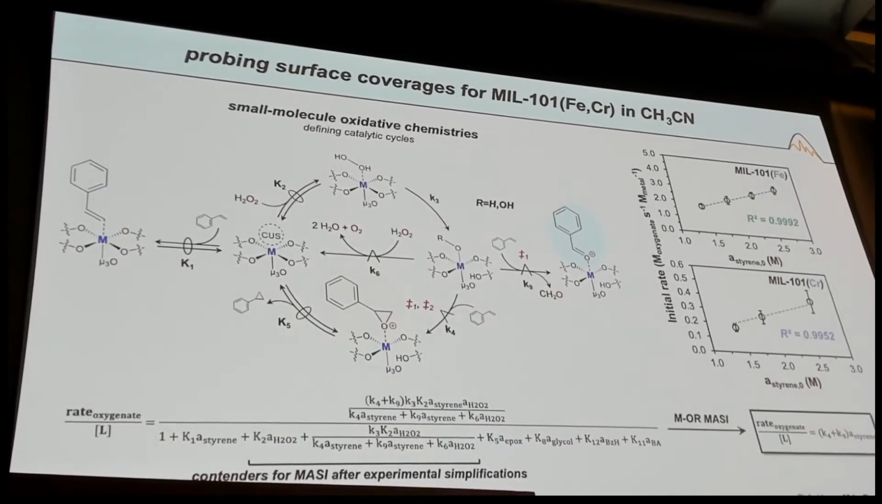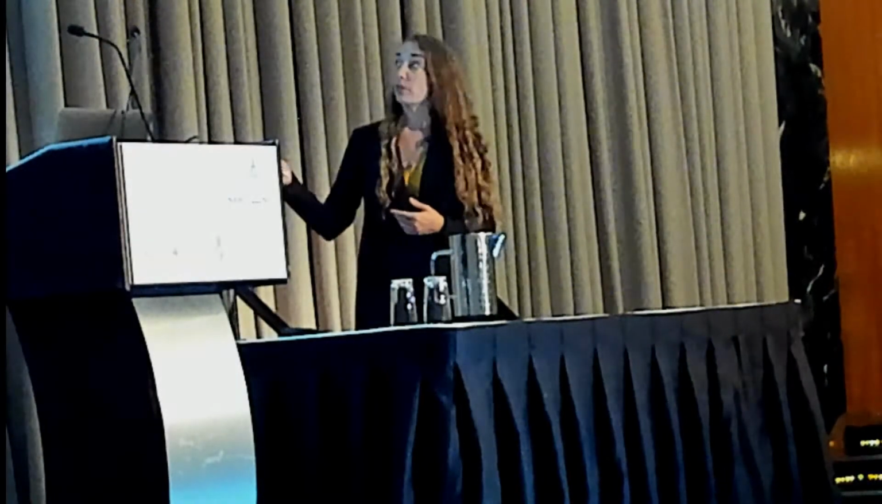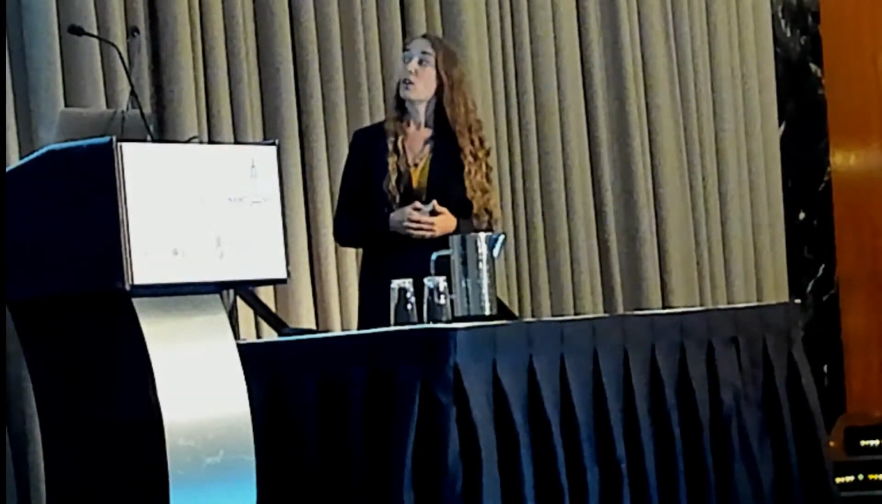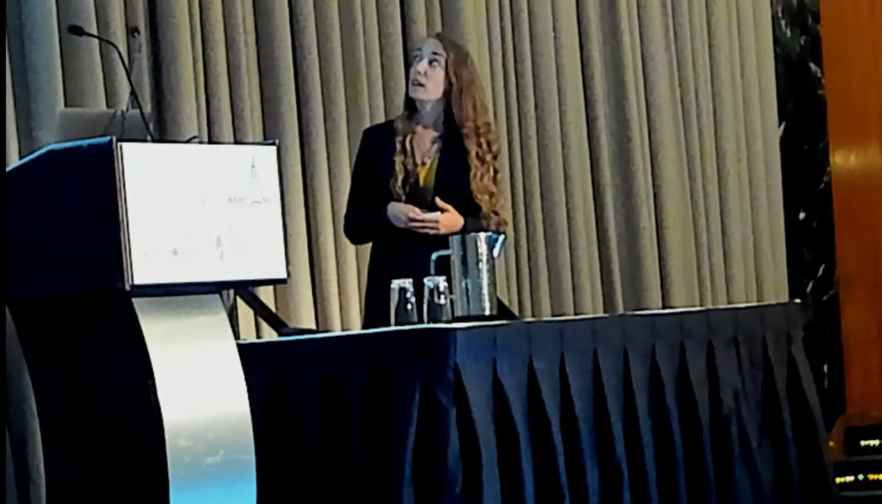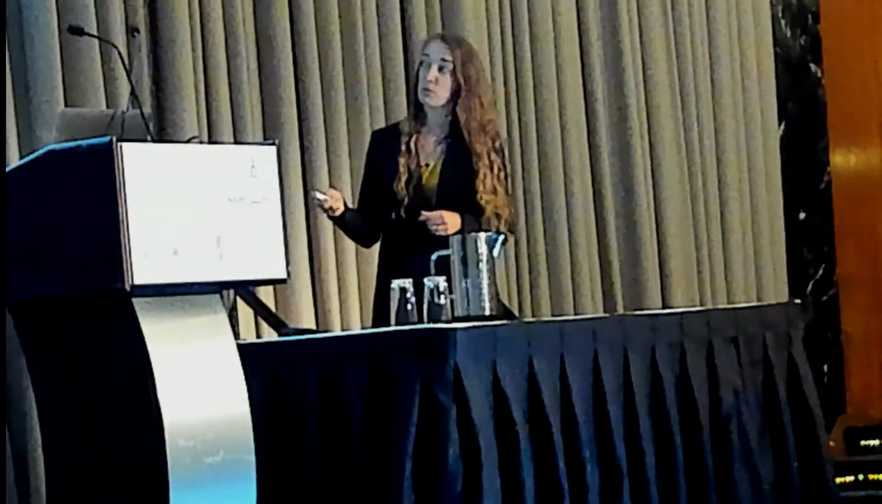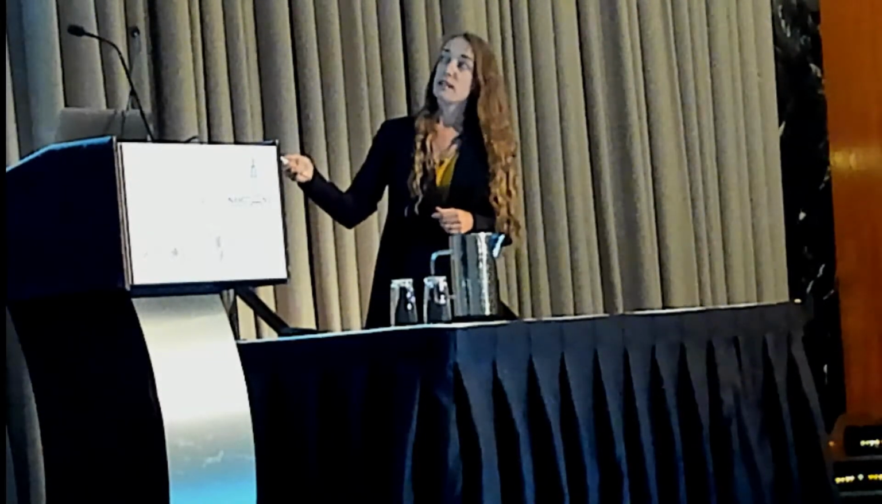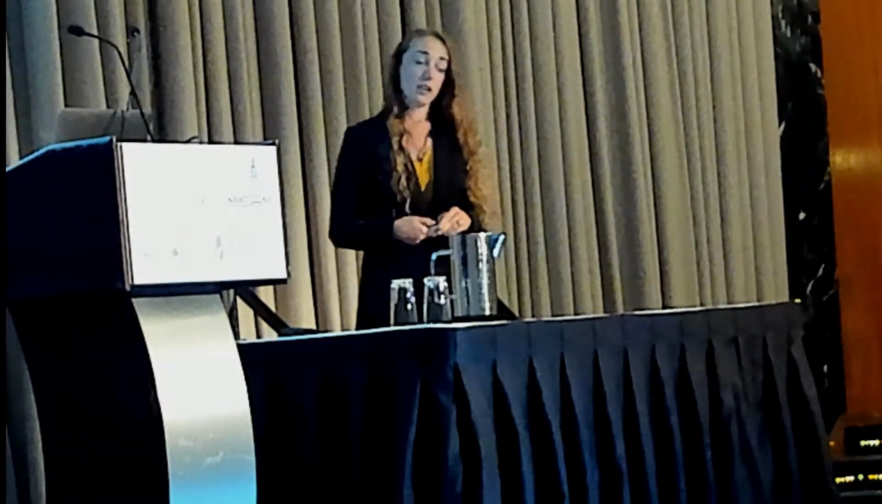We look at both iron and chromium, changing our styrene concentrations and therefore their activities, and see that there's a linear dependence with respect to that, and independent of hydrogen peroxide concentration. And so this suggests that we have a first order expression with respect to styrene, and that we have a MASI that's one of these hydrogen peroxide derived reactive intermediates.